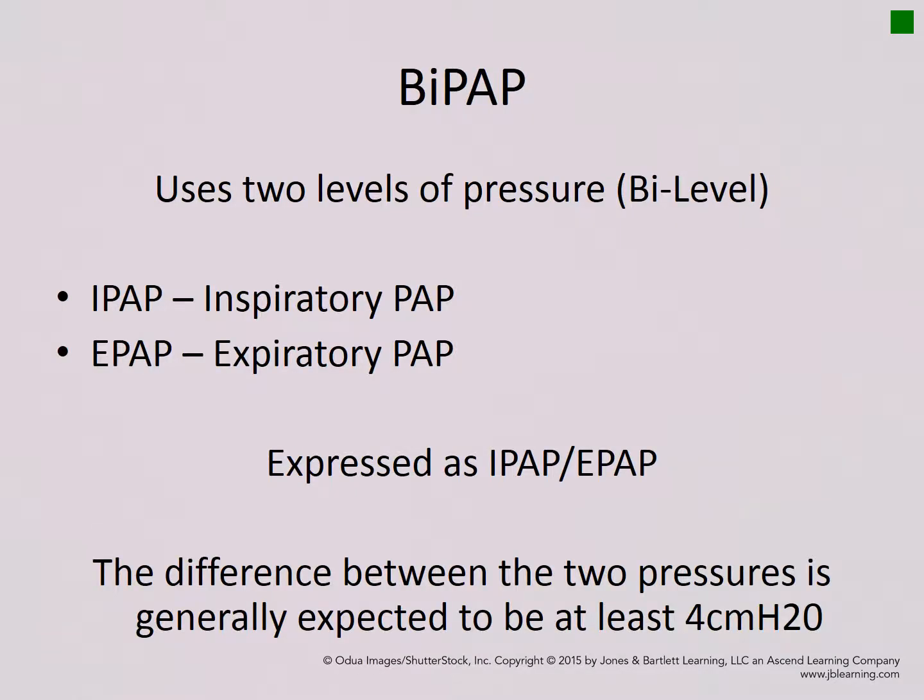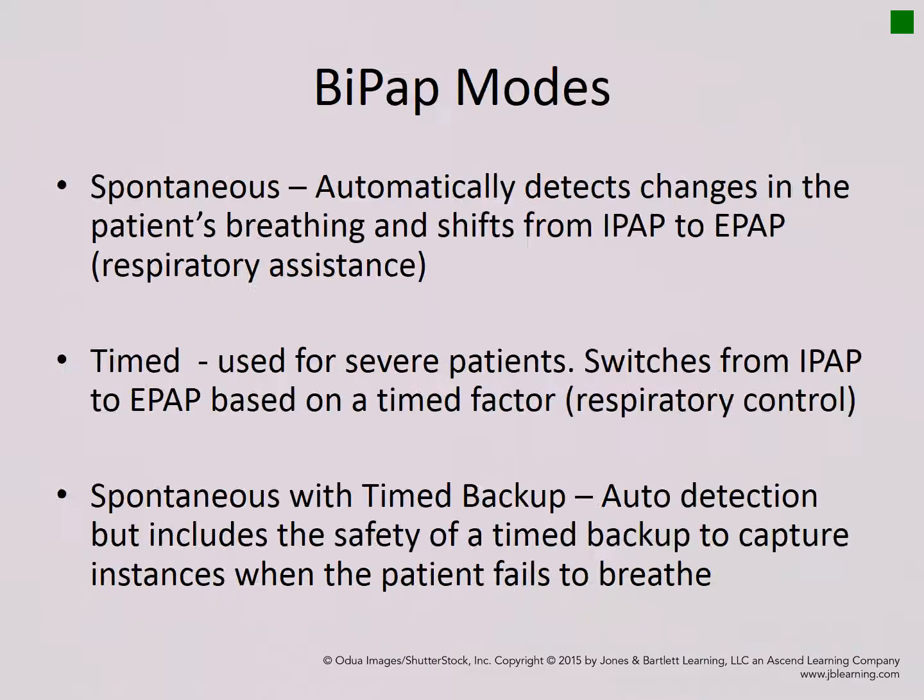BiPAP. So BiPAP uses 2 levels of pressure: an IPAP, or inspiratory pressure, and an EPAP, which is your expiratory pressure. We refer to BiPAP settings as IPAP over EPAP. The difference between the 2 set pressures is generally expected to be at least 4 centimeters of water pressure. Again, anything lower than that is not going to be effective, but if you get anything too high, then the patient's not going to have restful sleep. We're just going to touch on BiPAP in this unit because next quarter we're going to come back and spend more time on BiPAP as well as the titration protocols for it.